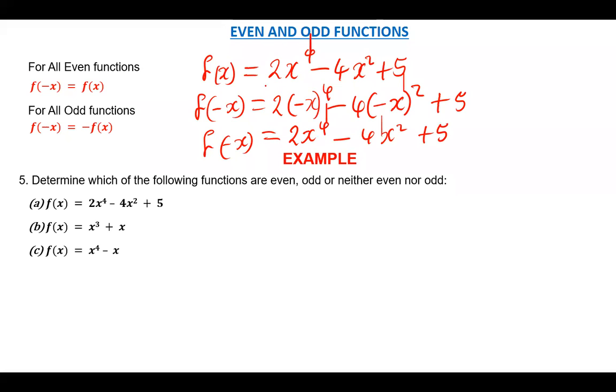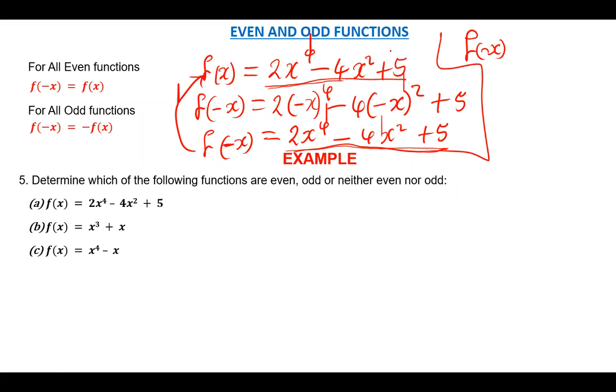So you have to compare the first function that you have there with the answer that you found. So when you look at the value of f of negative x that you have found, this one is simply just exactly the same as the first function there. So if they are the same, it means that we can write that f of negative x is equal to f of x. So this implies that the function is even.